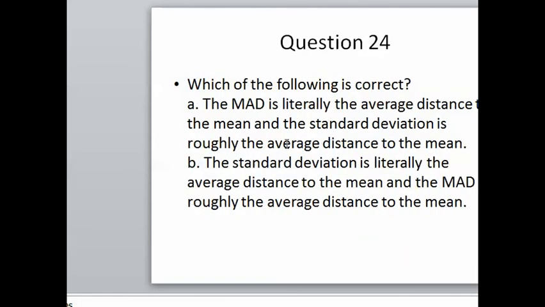The MAD is literally the average distance to the mean, because when you calculate the MAD, you're just calculating the mean of all of the absolute deviations, which are just the distances to the mean. The standard deviation is a number that comes out close to the MAD, so the standard deviation is roughly the average distance to the mean, so A is correct.